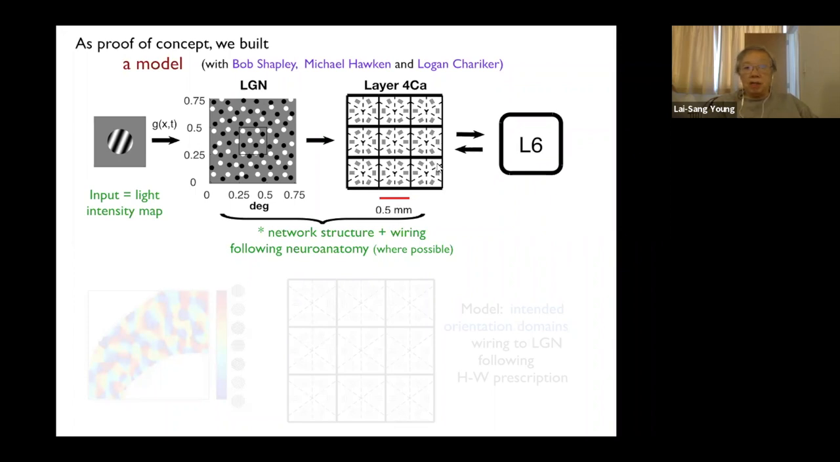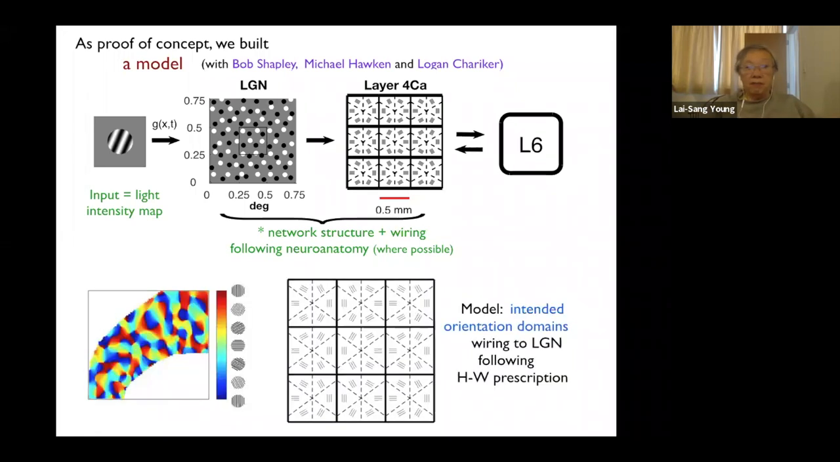This part is modeled with the network structure and wiring follows neuroanatomy whenever we can. Of course, the information from neuroanatomy is incomplete, so there are things that are kind of made up, but whenever we can, it uses dozens of sets of data. Because the orientation domains are like that, this is just a blown up picture of that part. We take each square and divide it up. So this is the math model of that, right?